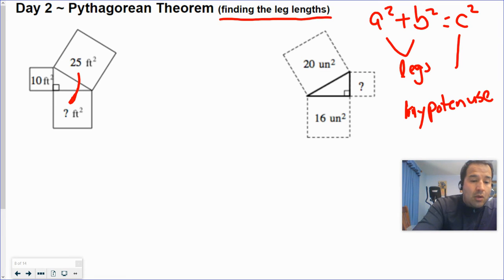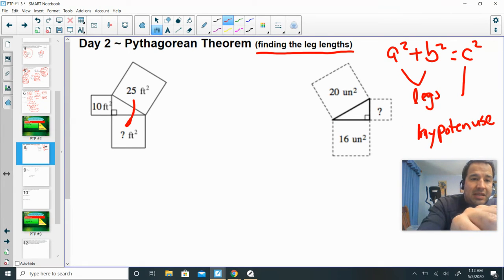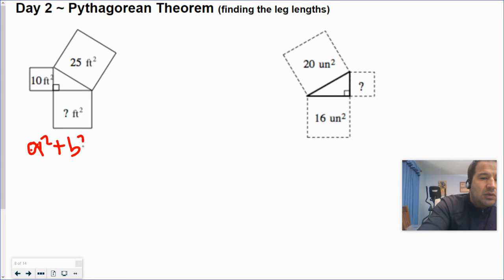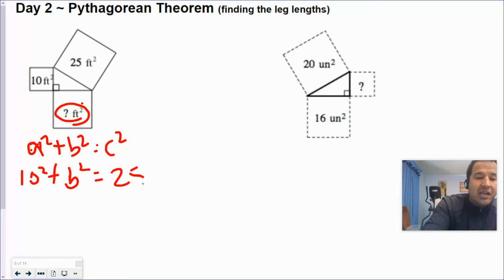It's up there. What does that tell me? That tells me that what's missing there is actually a leg, and what I have is the hypotenuse. So therefore, when I go to my a squared plus b squared equals c squared, a is the 10, so 10 squared, plus b, but b is this one, and I don't know it, so I'm just going to leave it as b squared, equals 25 squared.